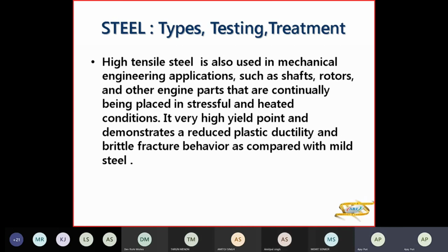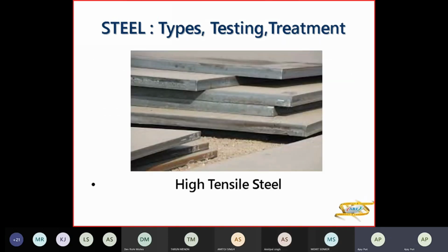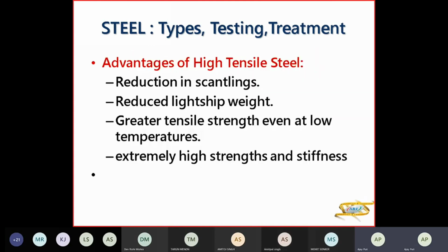So it is used in mechanical engineering applications like shafts, rotors, wherever your stresses are high, highly stressed or heated conditions. So high tensile steel has a very high yield point, and it demonstrates a reduced plastic ductility and brittle fracture behavior as compared to mild steel. So this is your high tensile steel. The plates will be thinner as compared to normal MS steel.